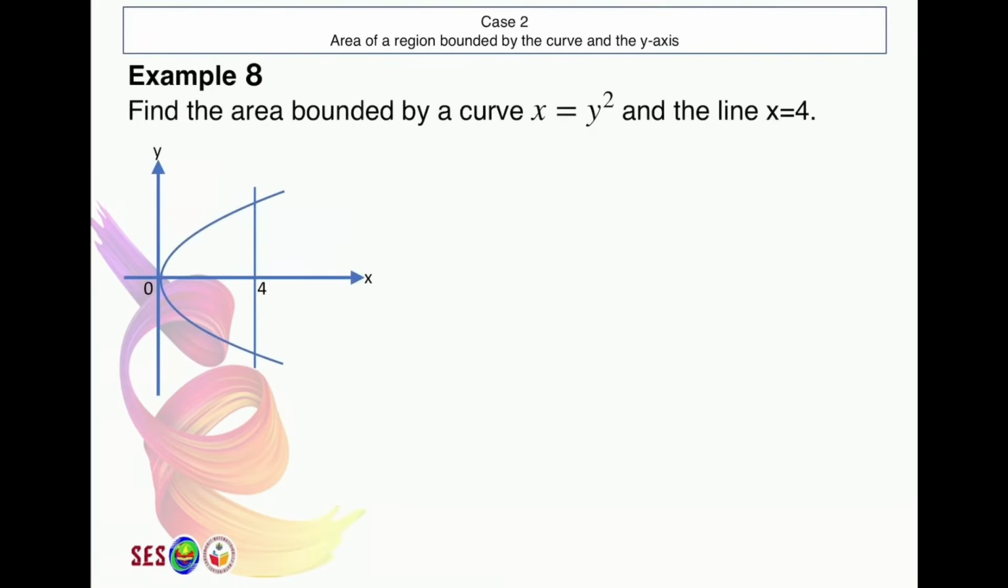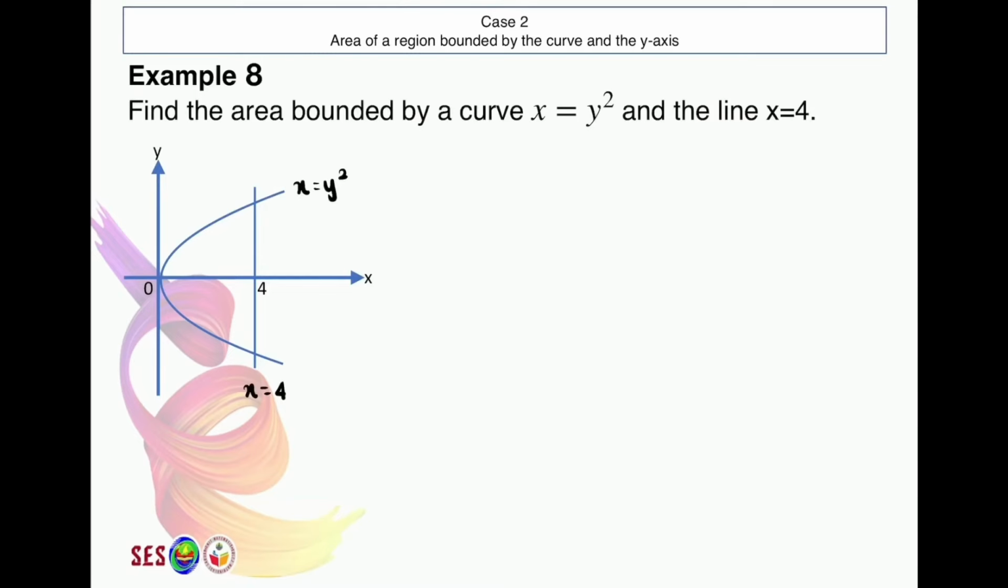Okay, so now we are going to look into example number 8. The question asks us to find the area bounded by a curve x equals y squared and the line x equals 4. So as you can see, I've already sketched the graph. So this is the curve x equals y squared. So I'm going to label it x equals y squared, and this is our line x equals 4. So this is line x equals 4.